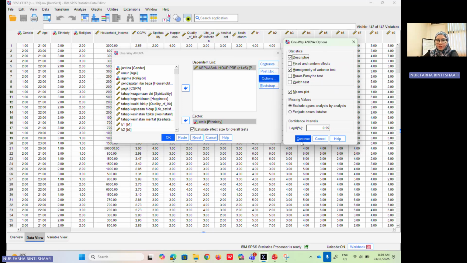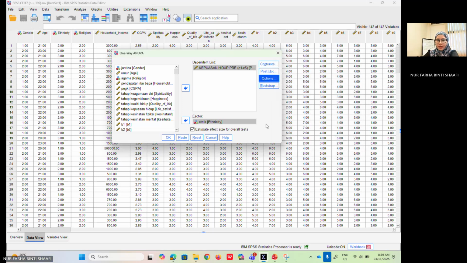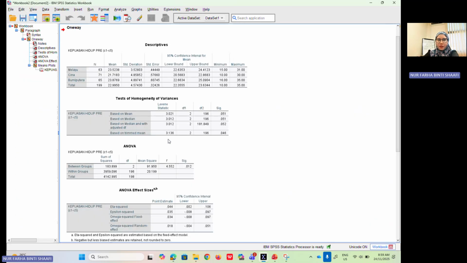All right, and then you click Continue. After you click Continue, you go back to the first pop-up from just now. At the bottom, you click OK. Wait for a while, and there will be a result, the output from this analysis. Now, I suppose that you could not observe it on your screen because it's too small, too tiny.